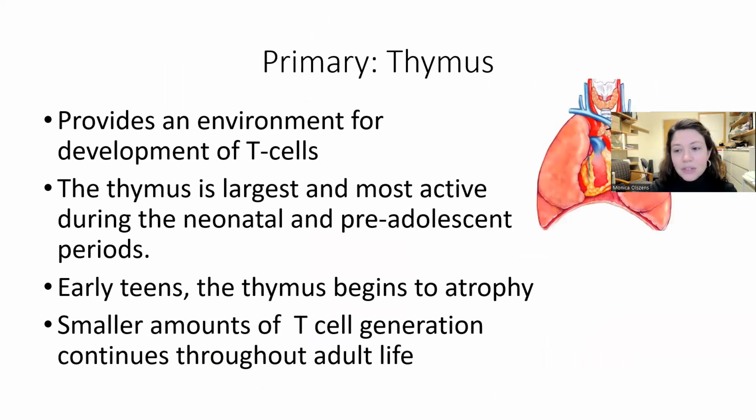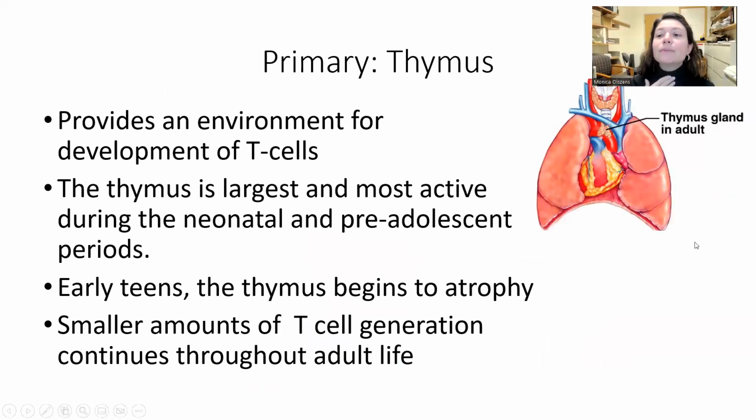Okay. So the other primary lymphoid organ is right here, where your neck meets your clavicle bones. So this is a special place for the development of T cells. It actually doesn't do anything for B cells. B cells mature by themselves in the bone marrow, so BBB, and that's a different lecture. Okay. The thymus is largest and most active during childhood, so neonatal and pre-adolescent periods. By your early teens, your thymus is already beginning to shrink. That's called atrophy.